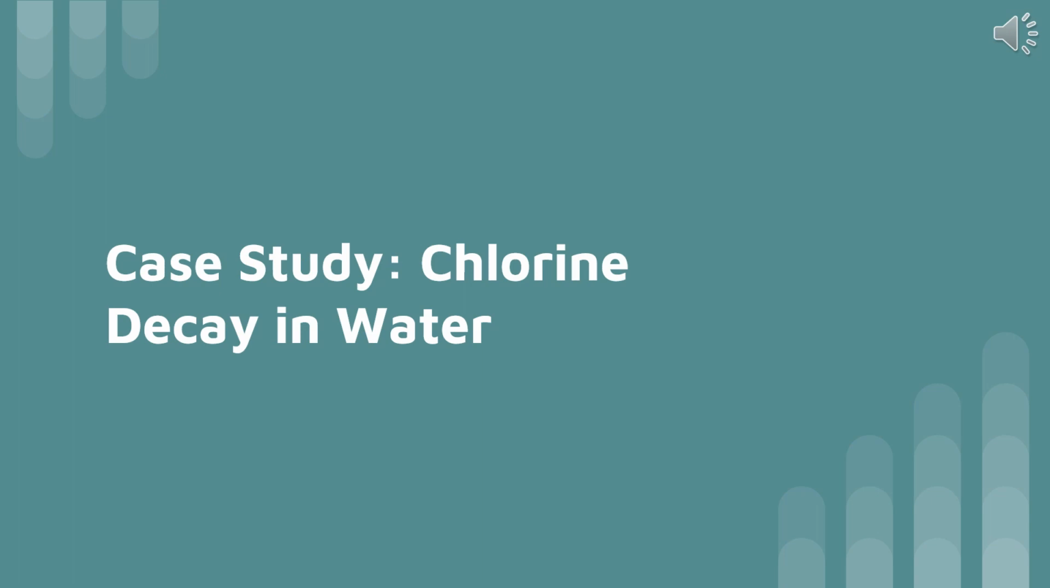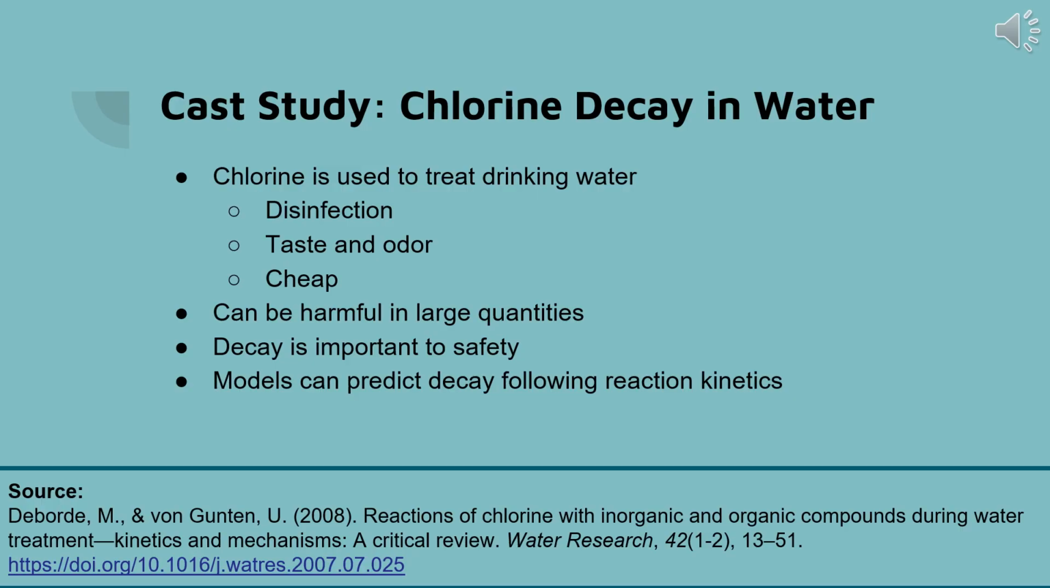The case study we are going to focus on is chlorine decay in water. You can think of this similar to the illustration shown earlier where the pollution was entering a stream and became less as it went down the stream. The same thing happens with chlorine in water systems. This study will focus on chlorine decay in water.